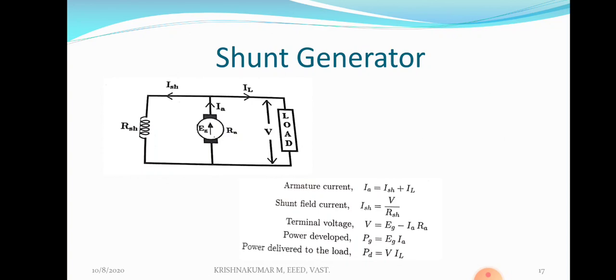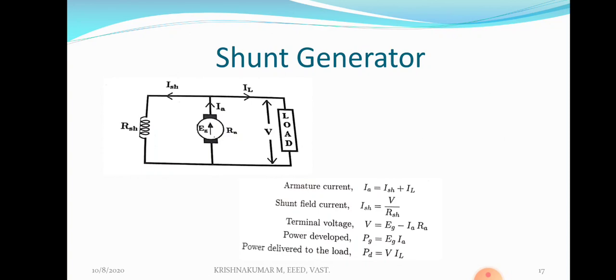Power delivered to the load means what? The basic equation for power is voltage into current. So the voltage available across the load, V, into the current flowing through the load, therefore V into IL. What about the generated power or power developed? The basic equation is V into I. The generated voltage in the armature is EG and the current flowing through the armature is IA. So power developed PG is equal to EG into IA.